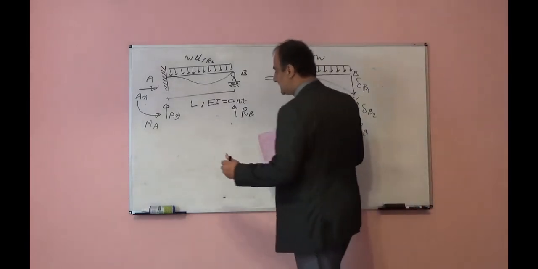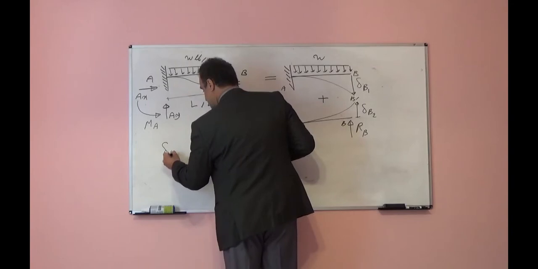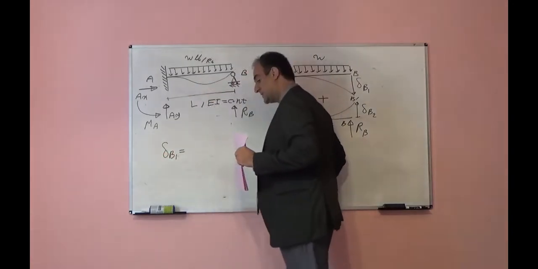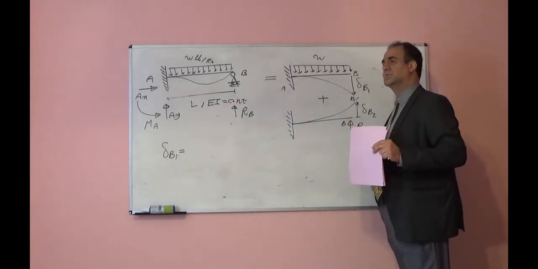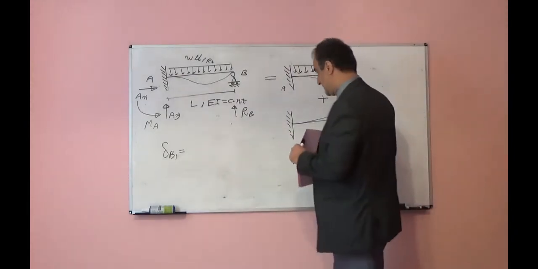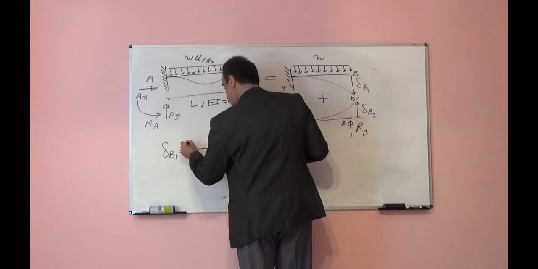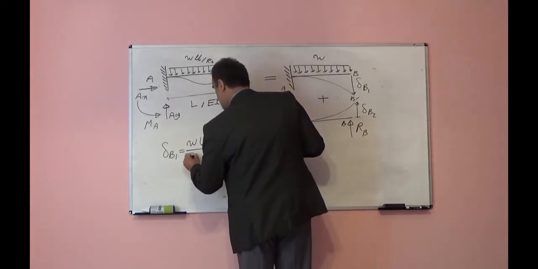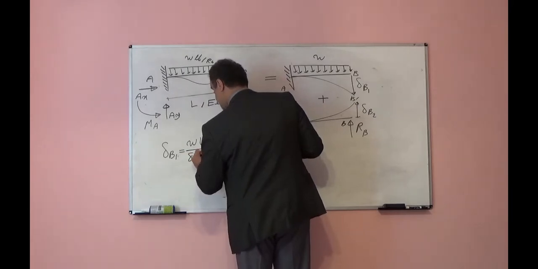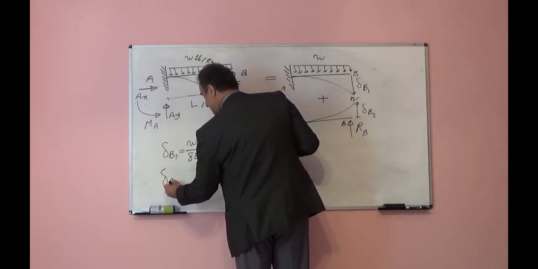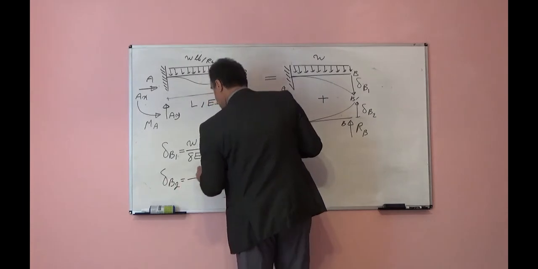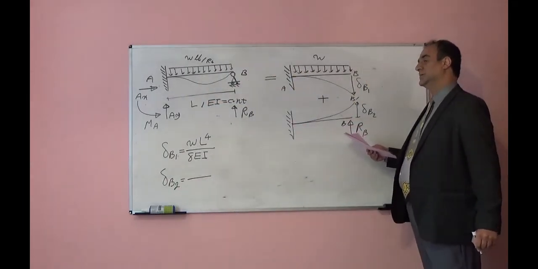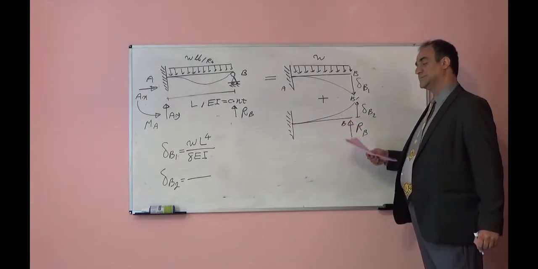What is delta B1? Delta B1 is the deflection in a cantilever beam subjected to uniform distributed load. Previously I proved the deflection here will be w L to the power of 4 over 8 EI. What is delta B2? Delta B2 is a cantilever beam subjected to concentrated load at the end or free side.